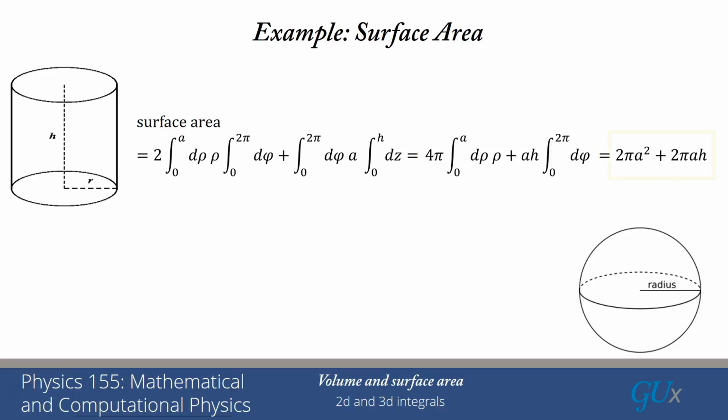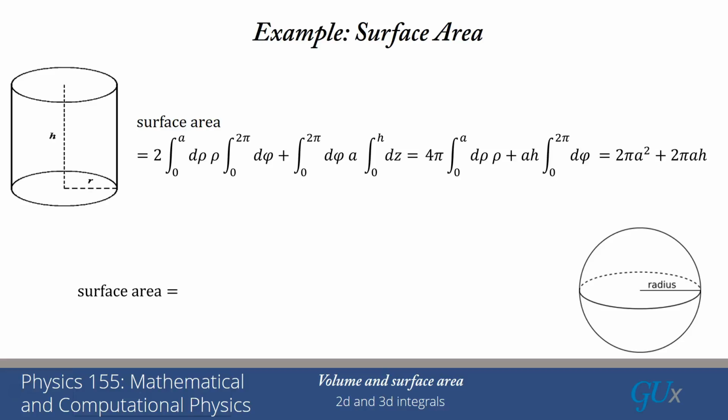The integral over rho is going to give me an a squared over 2, so I get 2 pi a squared. And the integral over phi is going to just give me a 2 pi, so I get 2 pi a. And indeed, that's what the surface area is. Each spherical end cap is pi a squared. There are two of them, so I get 2 pi a squared. And then the perimeter of the circle is 2 pi a. I have to multiply that by h. It's a nice rectangle if I unroll the cylinder, and that gives me the rest of the surface area.